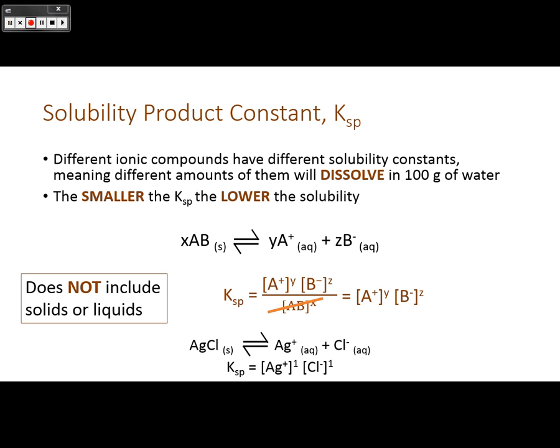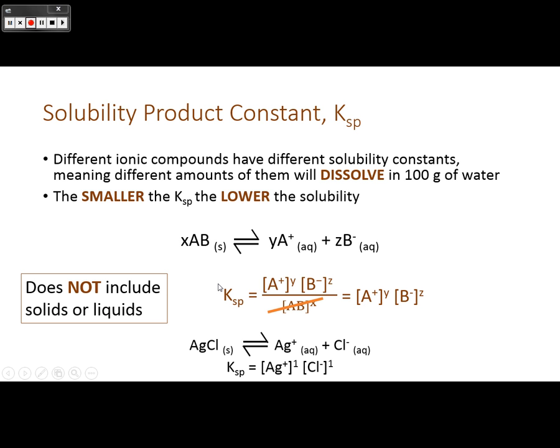So there's another constant we can talk about, and that would be the solubility product constant. And what this means is that different ionic compounds have different solubility constants, meaning that different amounts of them will dissolve in water. A small KSP means that you are not very soluble in water. A high KSP means you're very soluble in water. So if we think about it, that would be like XAB being dissolved in water and breaking up into YA plus ZB minus. Okay, so your aqueous ions.